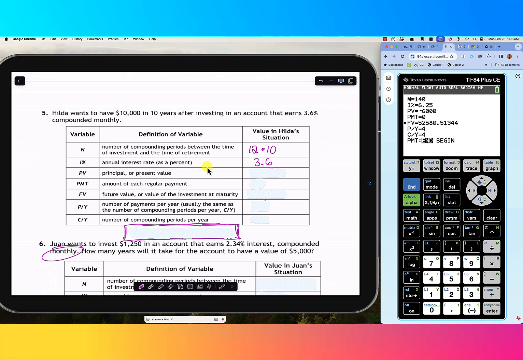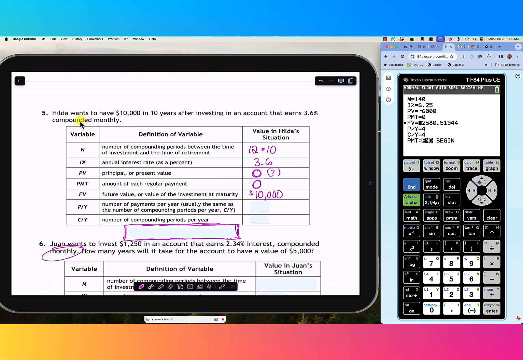Present value. The present value is unknown. We're going to try to solve for this later, so just put 0 for now, and we'll come back and solve for it. Payment, we're not making any payments, so that is 0. Future value, well, we know the future value. Hilda wants $10,000 in 10 years, so we put 10,000 there.